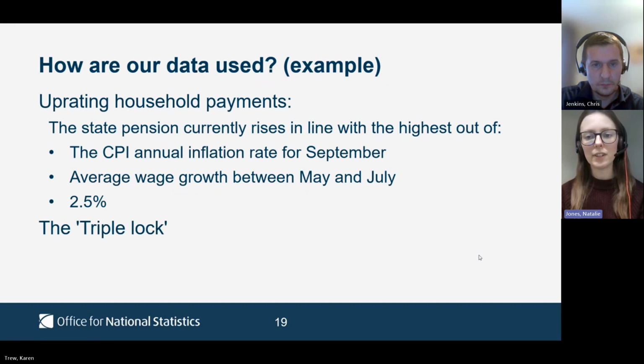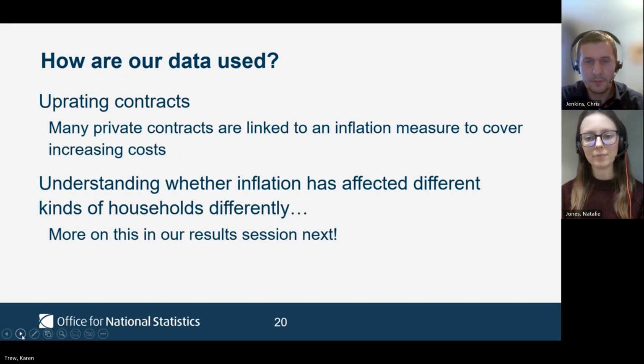Another example of using our inflation statistics is when uprating household payments. Uprating is when the government increases the value of certain payments or benefits. The state pension currently rises in line with the highest out of the CPI annual inflation rate for September, average wage growth between May and July, and 2.5%. You may recognise this as the triple lock. We can move on to the next slide, please.